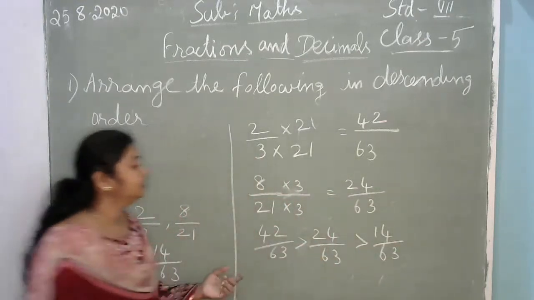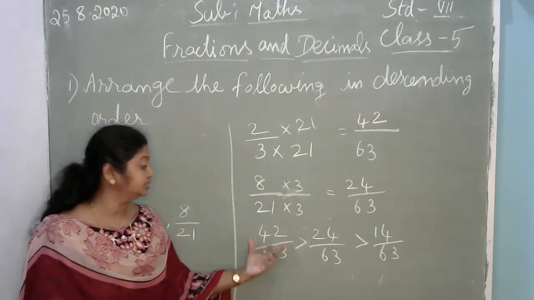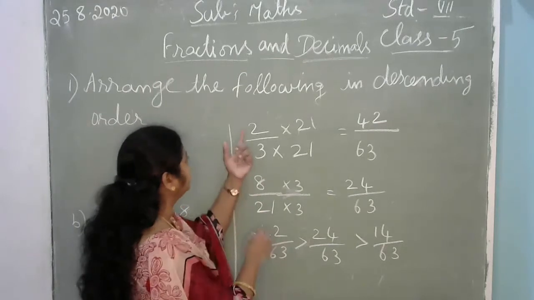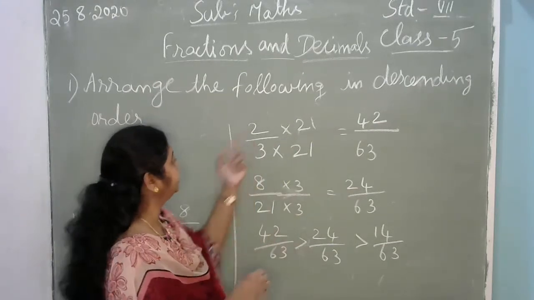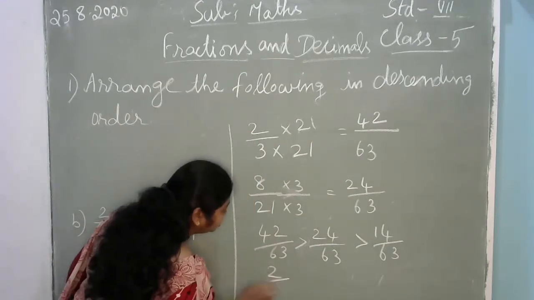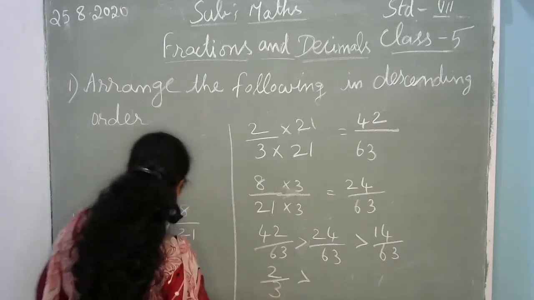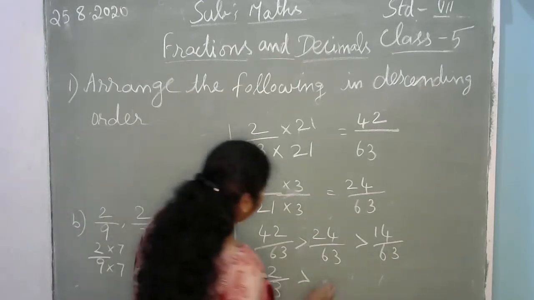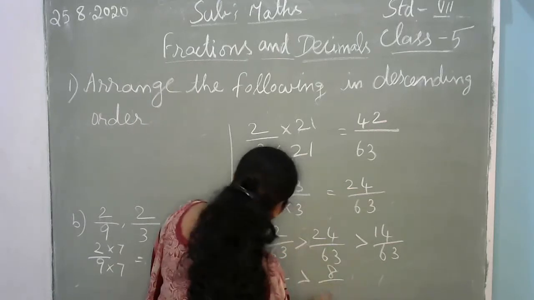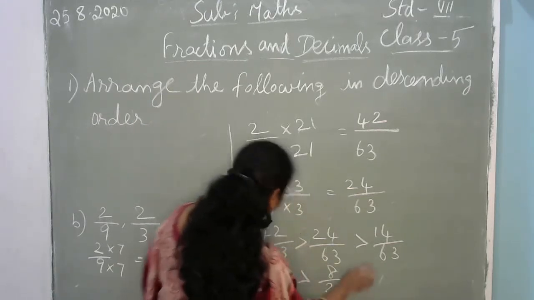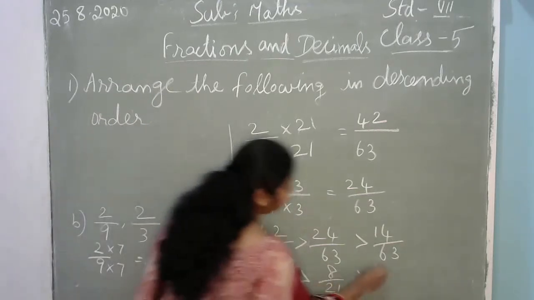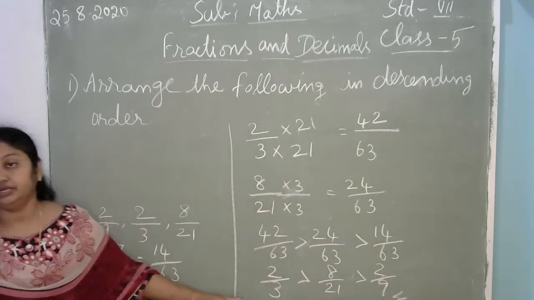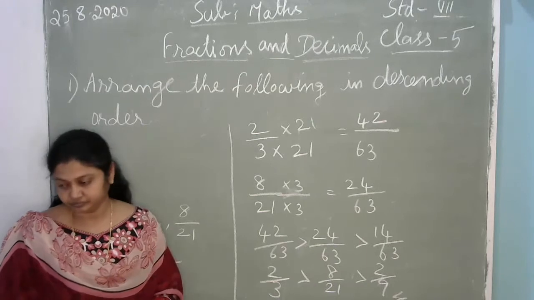You should not leave your answer like this. The original fractions you have to write down. See, which one is your original fraction? 2 by 3. So the first number is 2 by 3, the next one is 8 by 21, and the next fraction is 2 by 9. So this is your answer.